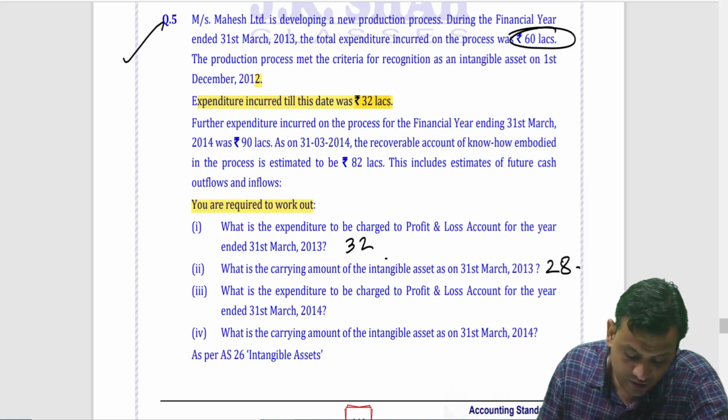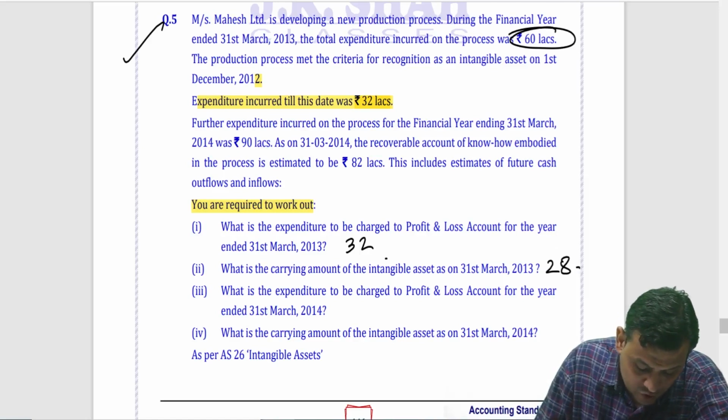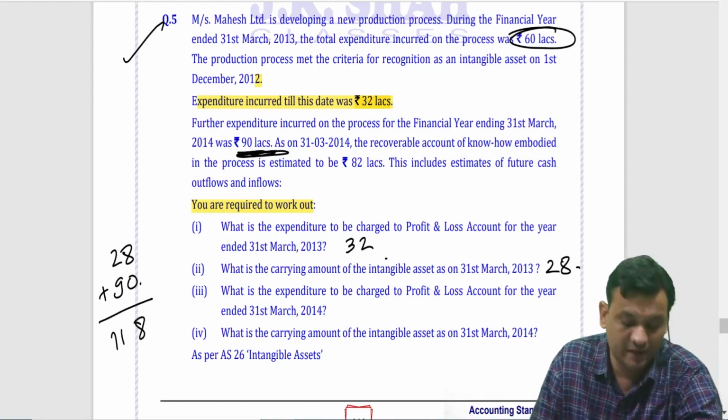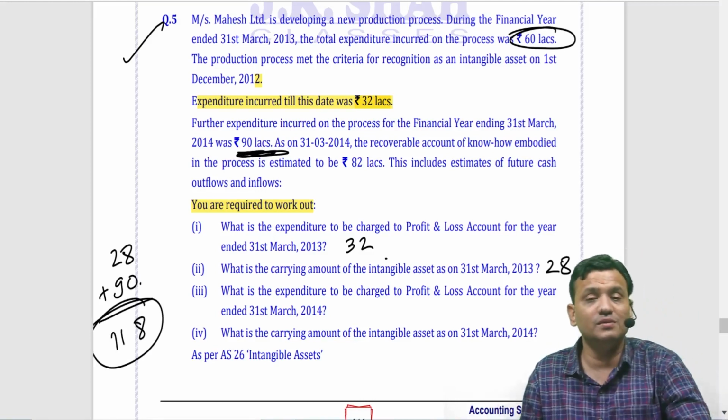Now see, in 13-14, what is happening, my friends? I already have 28 plus 90. So my intangible asset value will be how much? 90 is nothing but further expenditure. So 28 and 90, so 118. This is the value at which the intangible asset should be carried.